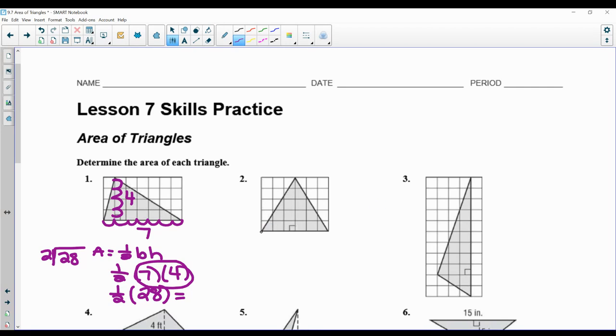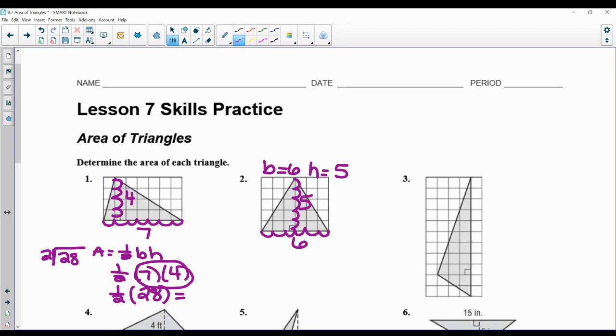So same thing right here. You would have to count the units. 1, 2, 3, 4, 5, 6. Remember, don't count the slanted one. You would count the ones standing up straight. 1, 2, 3, 4, 5. So your base is 6 and your height is 5. So then you would need to follow the formula.